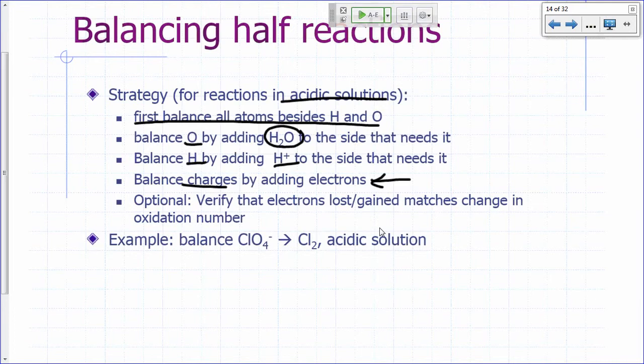Okay? Now, since presumably you've already figured out how many electrons are lost or gained anyway, you can actually do this ahead of time. But you can look at charges just to verify that the electrons lost or gained actually match the change in oxidation number. Okay, so let's illustrate that with this.